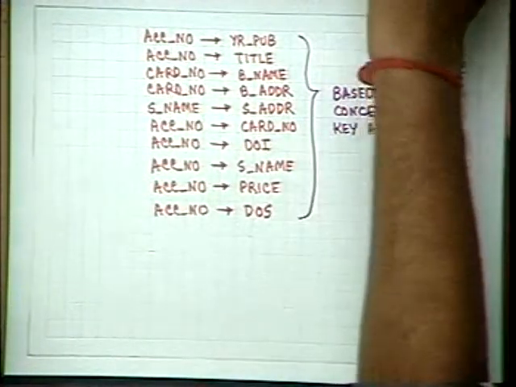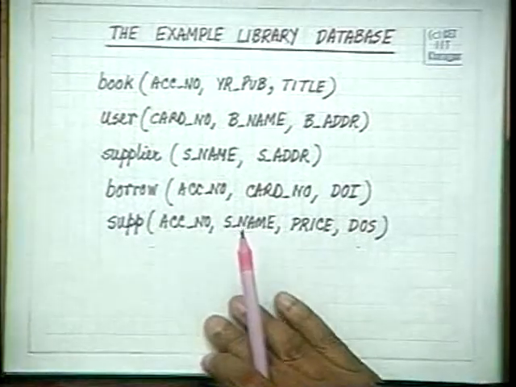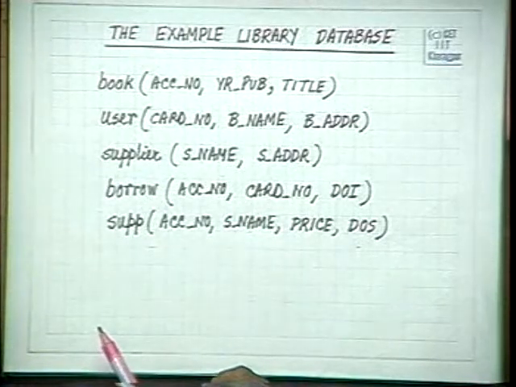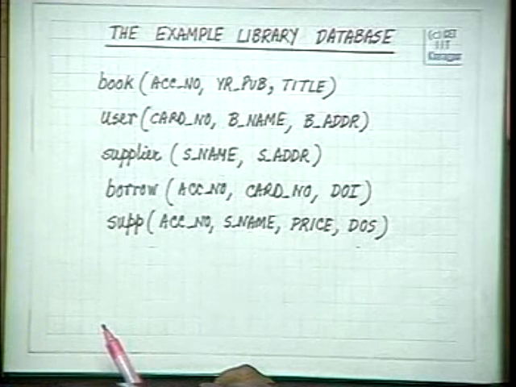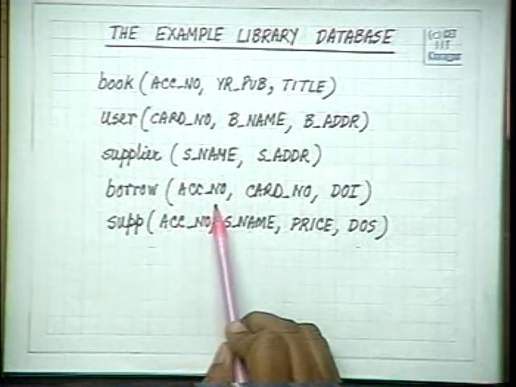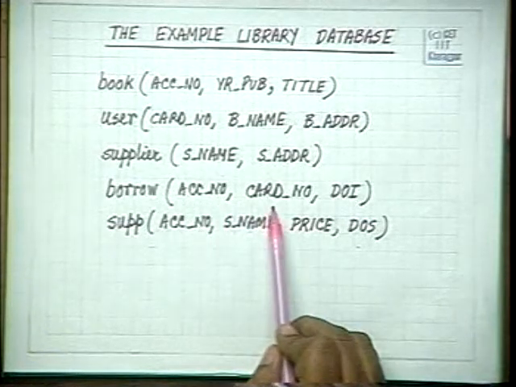Let us see. We have seen the concept of a candidate key. We saw that there may be more than one candidate key in a particular relation. So, if we have a candidate key, what does it mean? For example, if we allow a person to issue only one book, then accession number is a primary key or a candidate key, and card number is also a candidate key here.